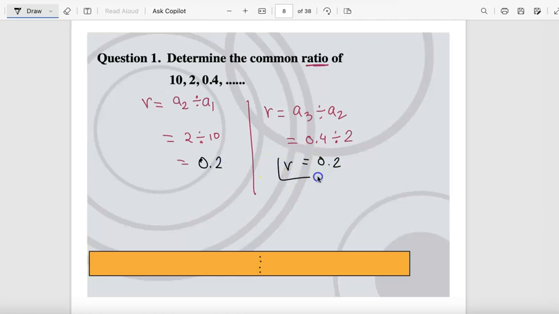Now, do you see both of these common ratios are the same? Yes, and this means this is the correct answer over here, and this is a geometric sequence. Okay, so this is how we find the common ratio. Our formula is a2 divided by a1, and that's it. Let's practice some more problems.